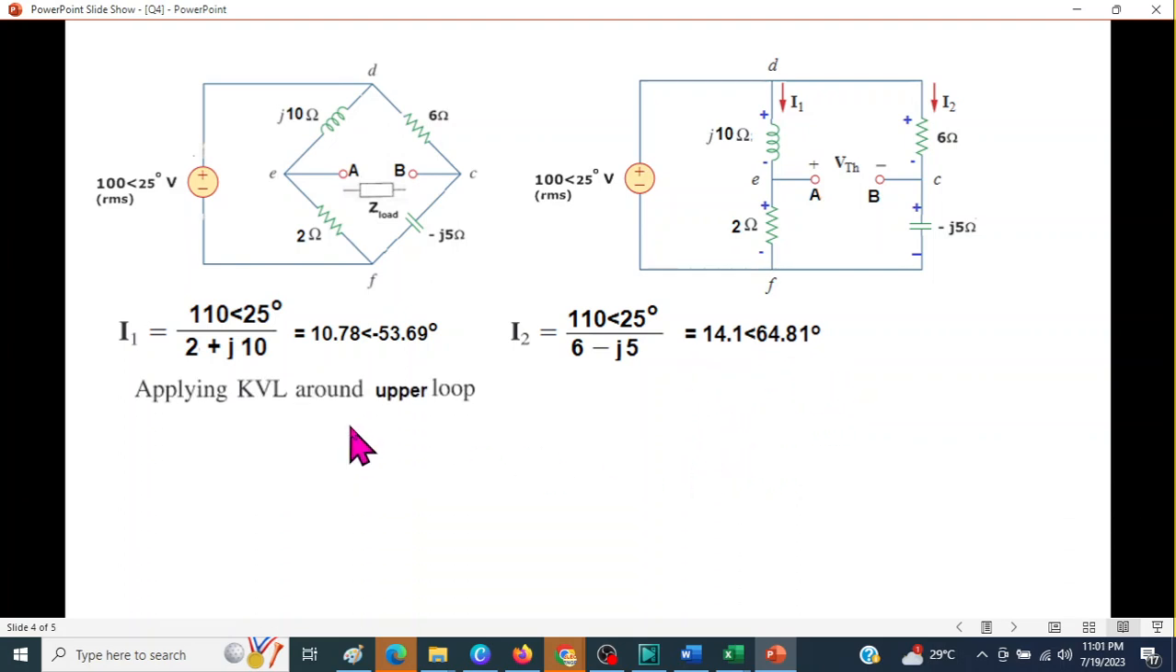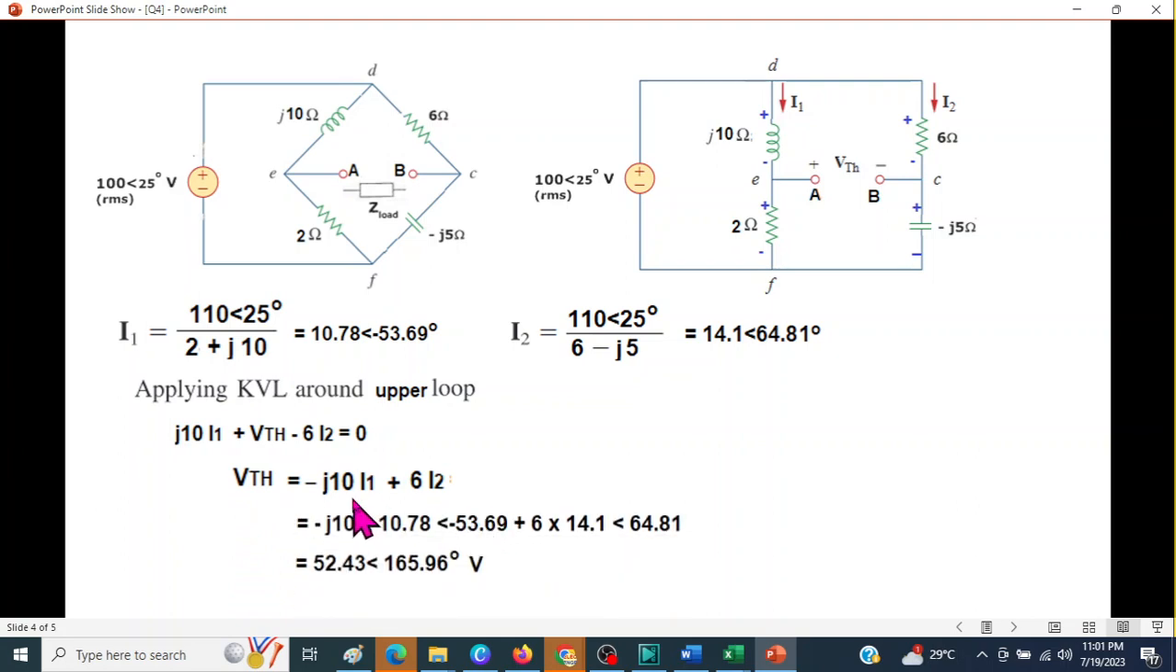Now we'll take the KVL around the upper loop. I'll go like this from the positive terminal. So j10 I1 plus V Thevenin minus j6 I2. From here, V Thevenin is this value. Plugging in the values of currents I1 and I2 and solving, V Thevenin is 52.43 angle 165.96. So we have found both the parameters, so we can draw the Thevenin equivalent circuit. This is the voltage and this is the impedance. So this is the first part.